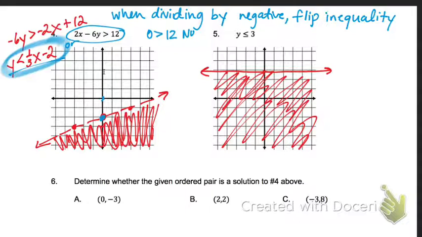Number 5, y is less than or equal to 3. When it's a y equation, that means it's a what type of line? Horizontal. HOY VUX, remember. Shade below. Horizontal and vertical is really easy because shade above, shade below. You don't have any discretion there. It is literally, if it's a less than, you shade below, greater than, you shade above.